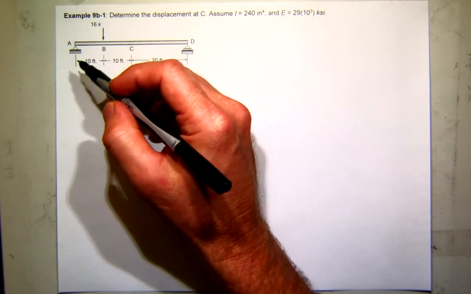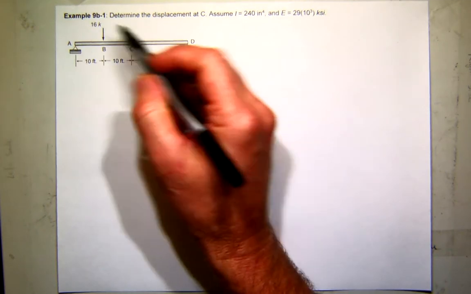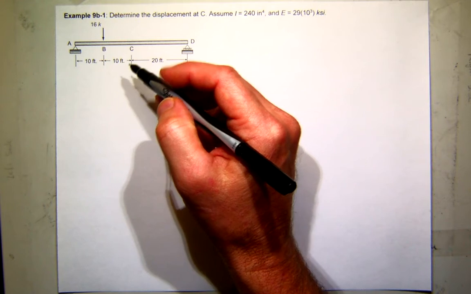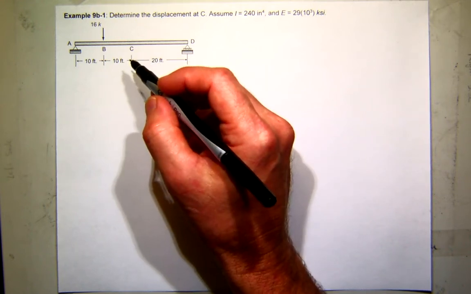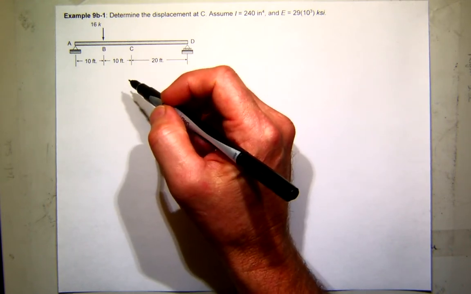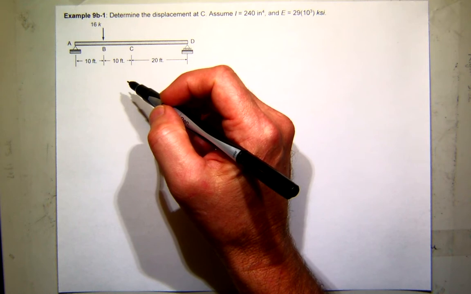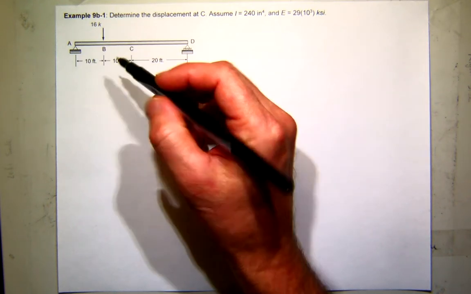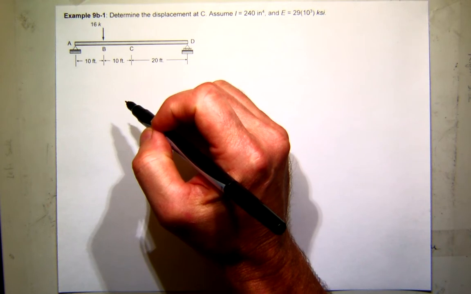I could use conjugate beam. You might imagine that the moment diagram for this particular structure would be linear, and that might not be a bad problem. In fact, I think we worked a problem very similar to this using conjugate beam a while back. So to compare and contrast a bit, we're going to work a problem like this again, but this time we're going to use virtual work.